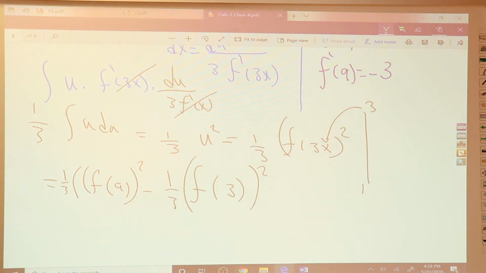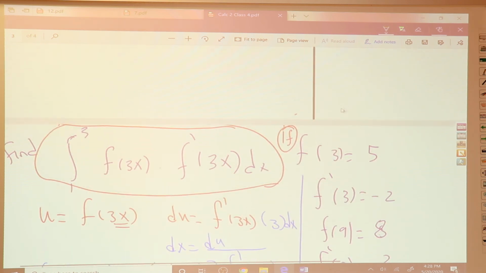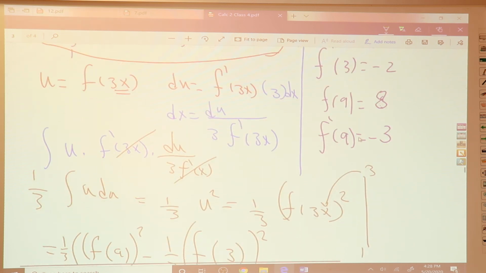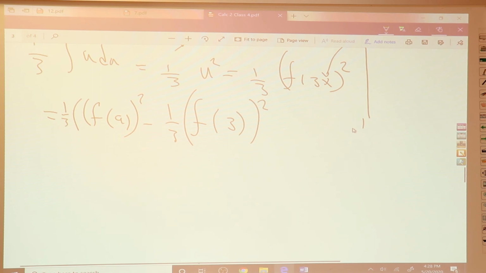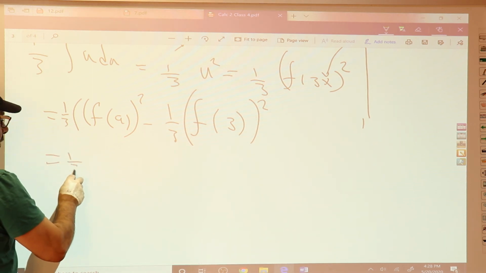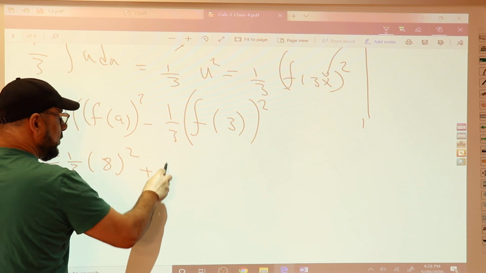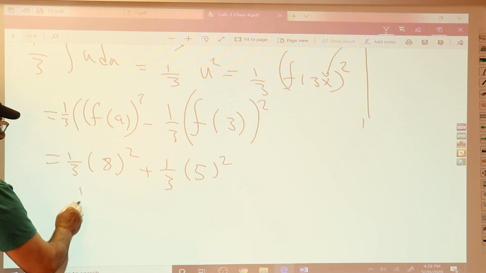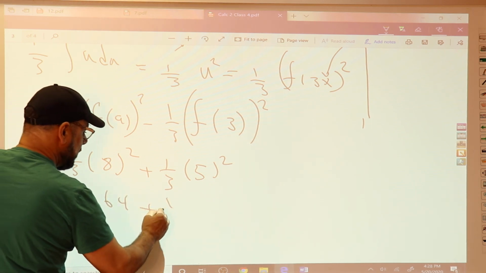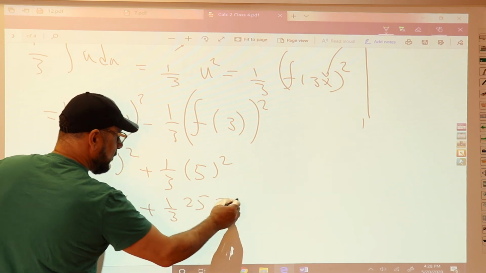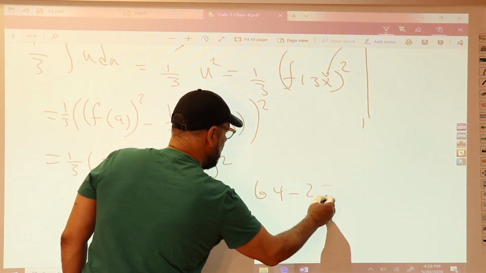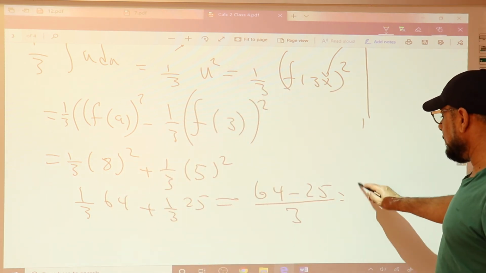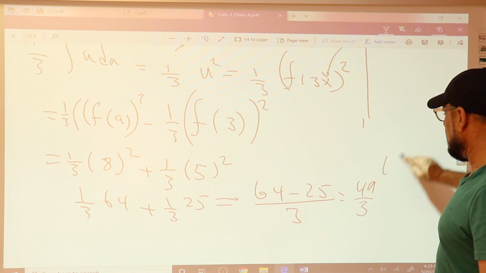Okay, now let us see what is given. f of 3 equals 5, f of 9 equals 8. So 1/3 times 8 squared minus 1/3 times 5 squared, 1/3 of 64 minus 1/3 of 25. 64 minus 25 over 3, which is 49 over 3.